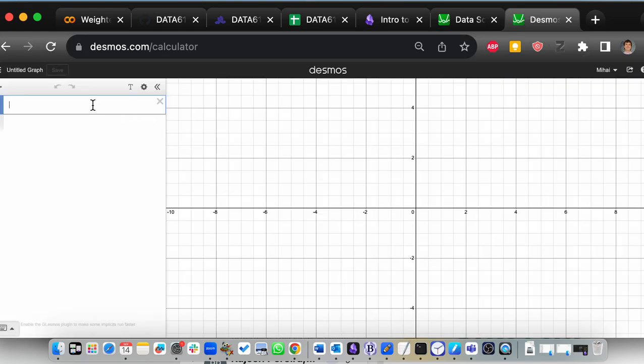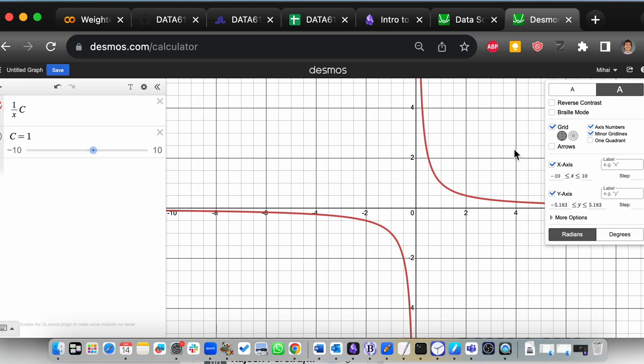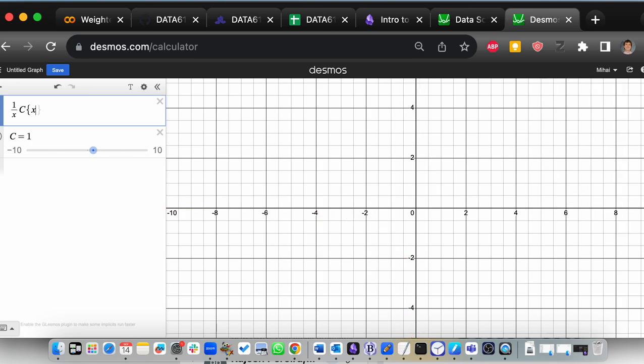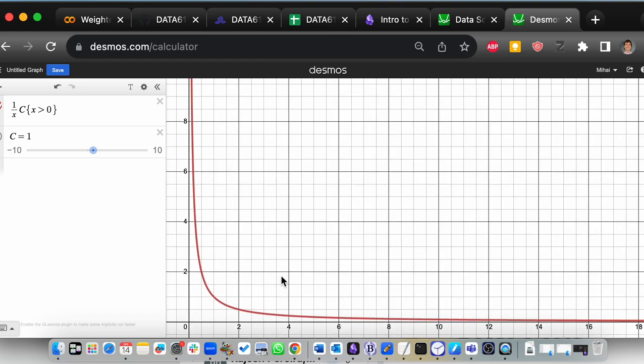So I'm going to use 1 over x. Okay, we're going to do it times c, make a constant c. So there is the function. Let's only look at deltas that are bigger than 0. So in Desmos, you always have to put an x as your variable. So that's the variance term going down to 0 forever and ever.